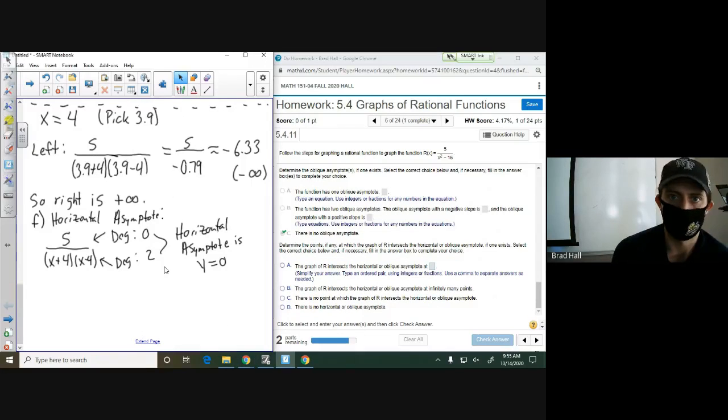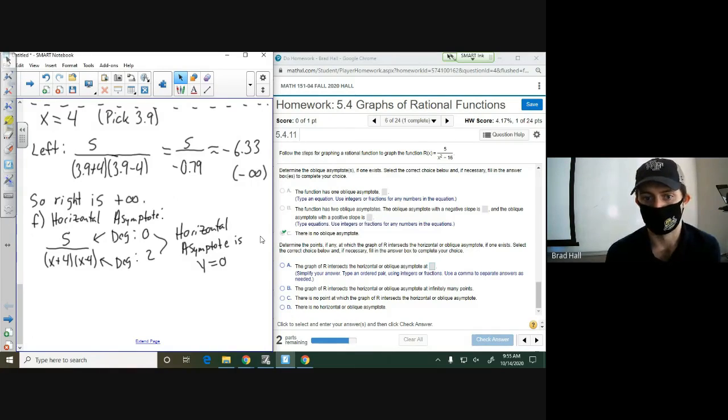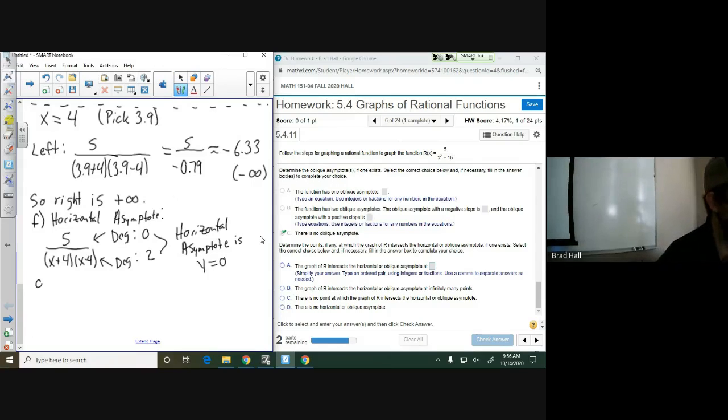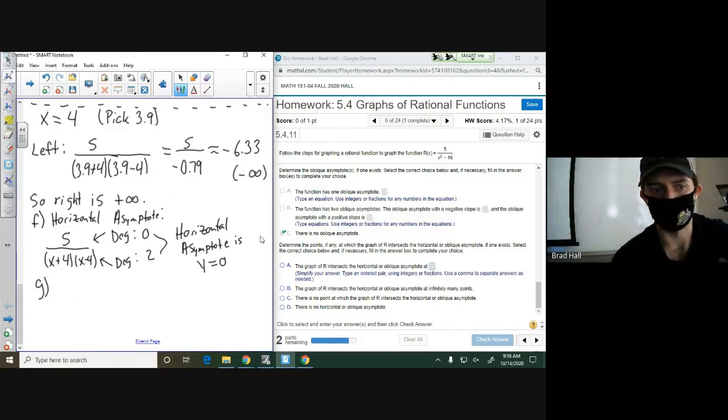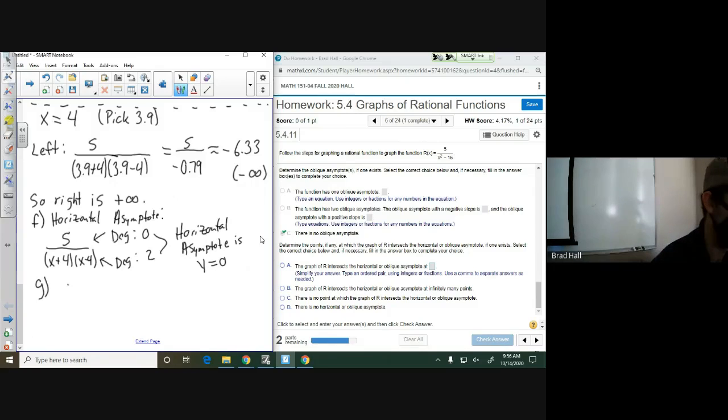So the problem goes on to ask, where does the graph intersect the horizontal asymptote? So graphs do intersect the horizontal asymptote. They can't intersect the vertical asymptotes, but they can, in some situations, intersect the horizontal asymptote. And the way we figured this out is by setting the function equal to the horizontal asymptote. So we said the horizontal asymptote was 0, so we would be setting the function equal to 0.